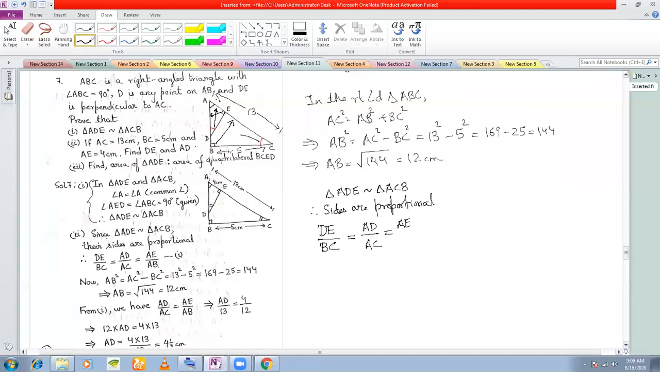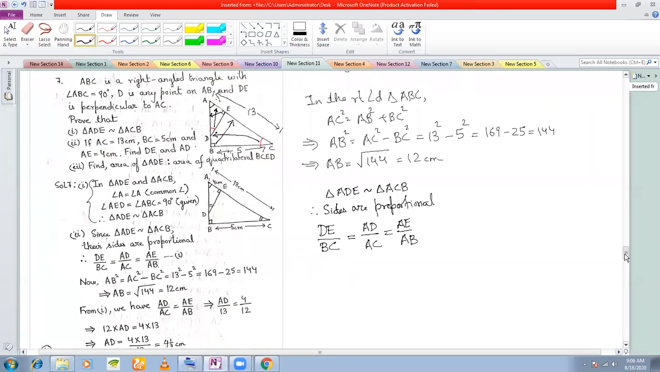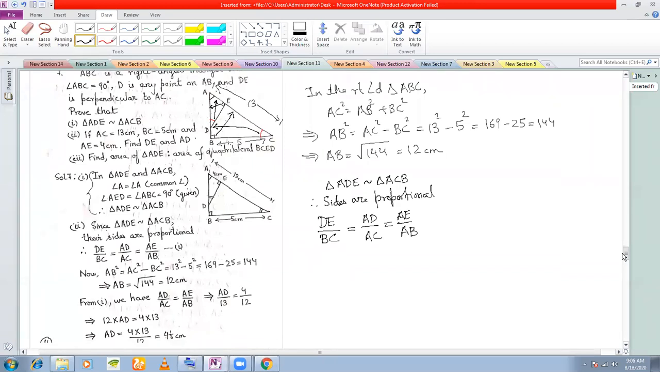And opposite to this red angle in the bigger triangle, you have the side AB. So now we'll see what to find and what are given. Here we have to find DE and AD. Let's find DE first. We have to find DE.